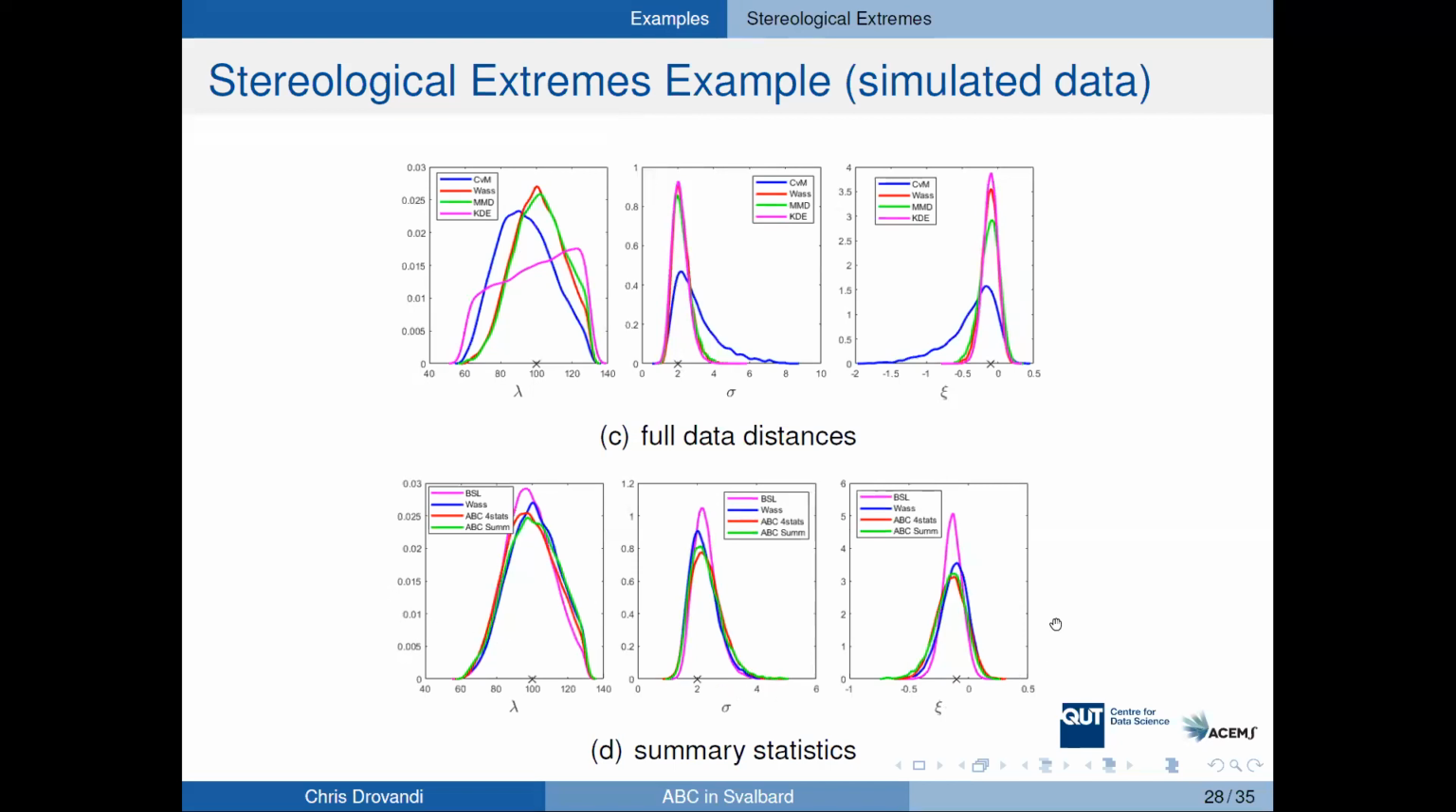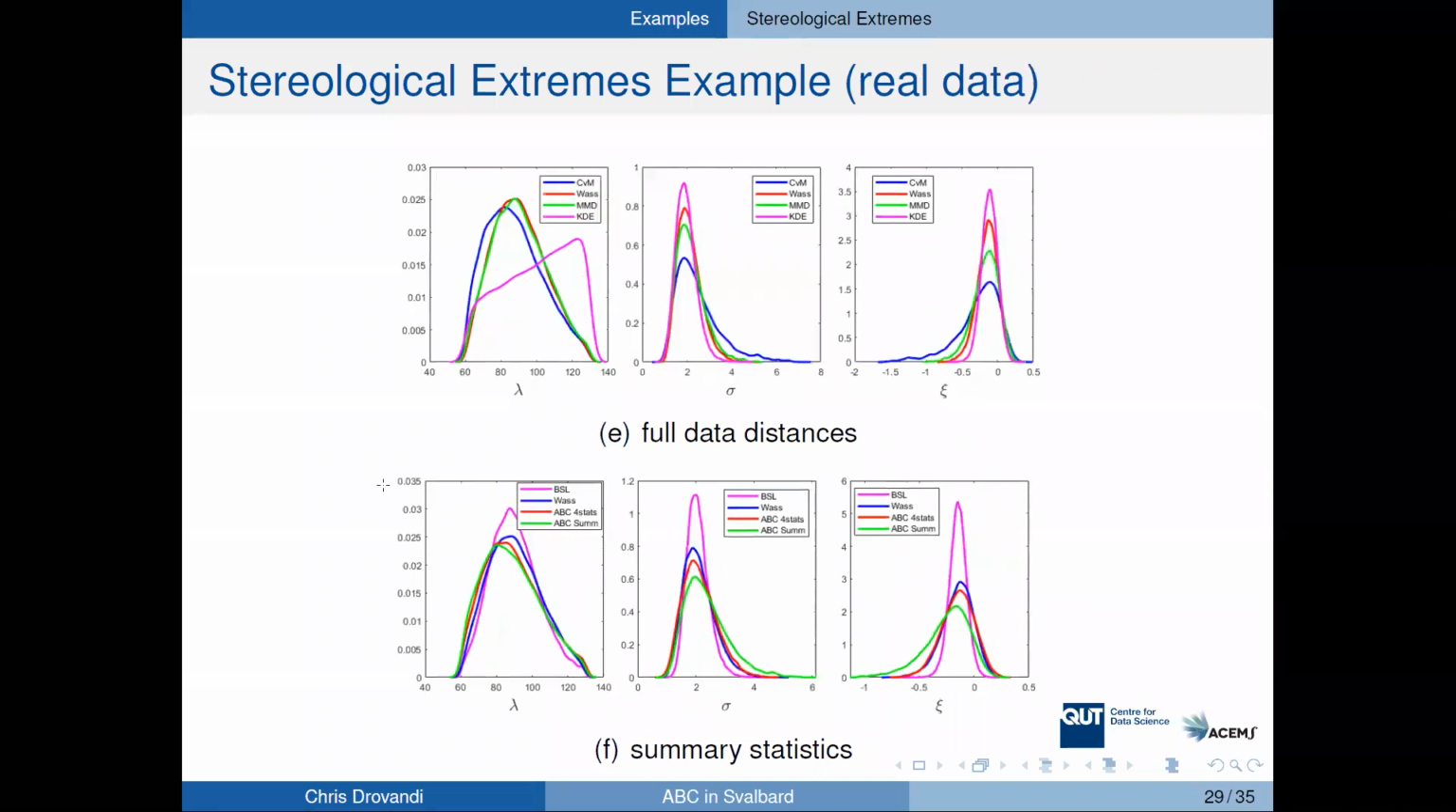As we can see, it's also very competitive with the summary statistic-based approaches. So maybe the DSL gives a slightly sharper inference, but there's a very similar performance there. And so that was for the simulated data, and for the real data, we qualitatively got the same results.